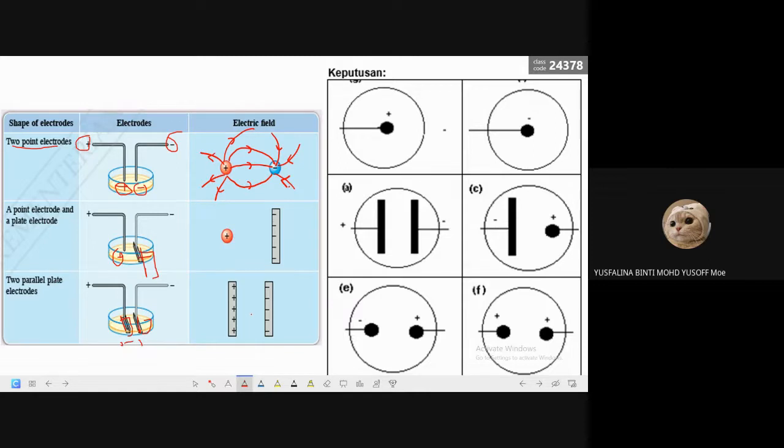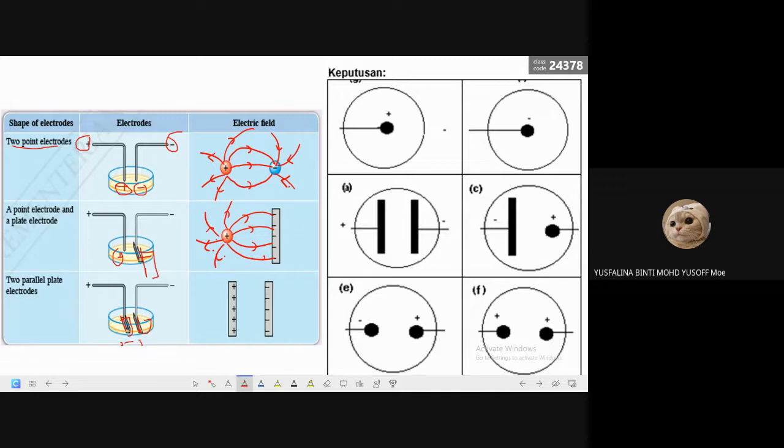Okay, what if they use 1 point of electrode, and another one they use a plate of electrode? So the positive will go out, right? So it goes to the negative charge. Okay, so this is for the point of electrode and also a plate of electrode.